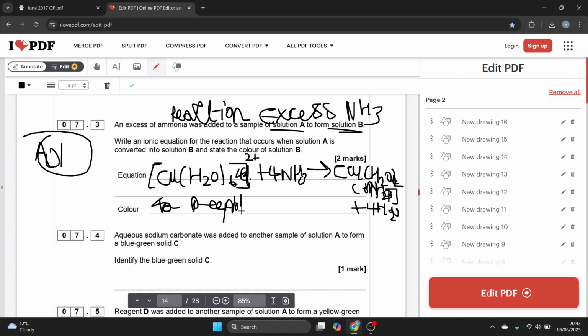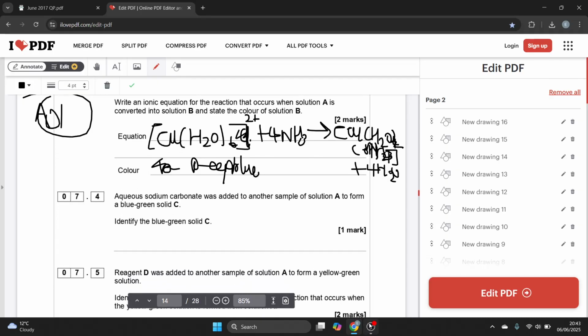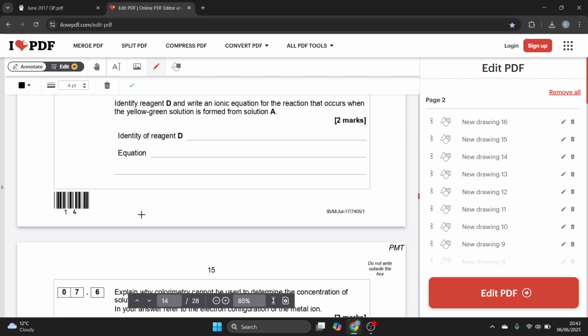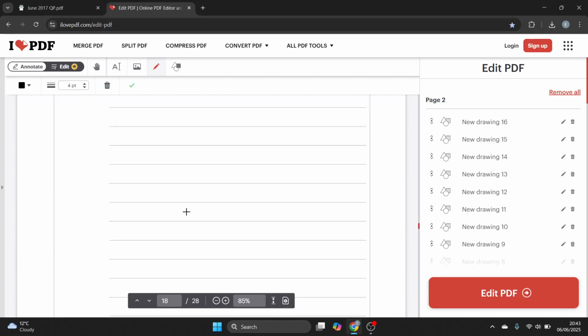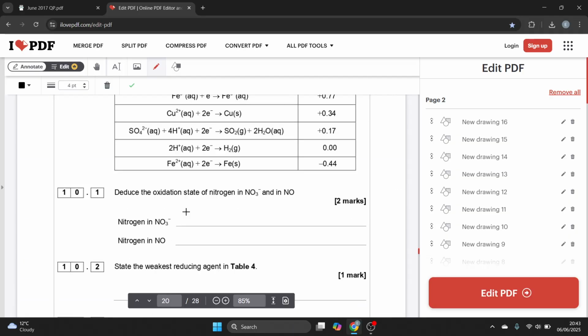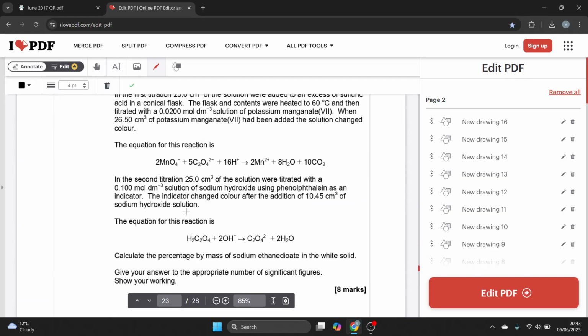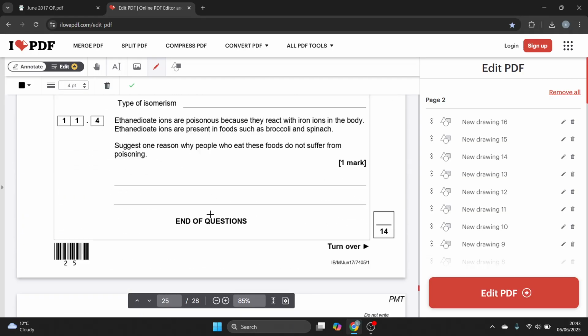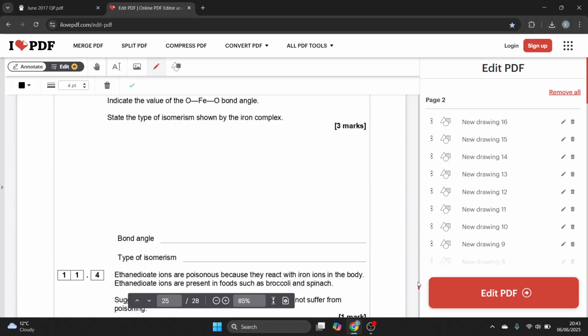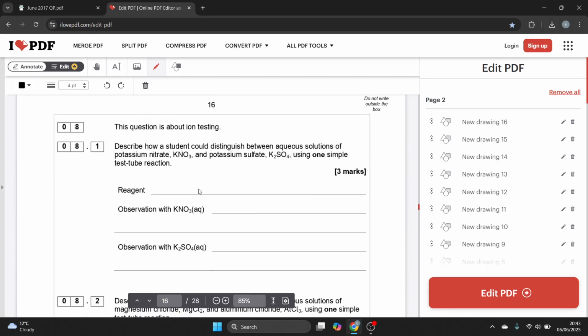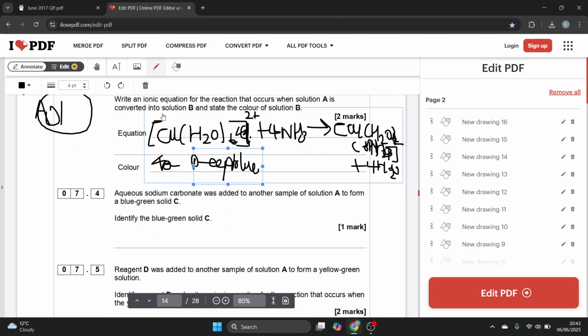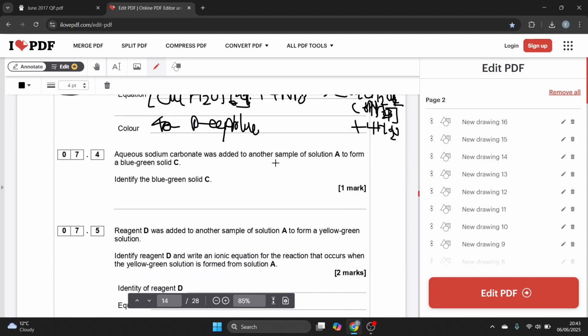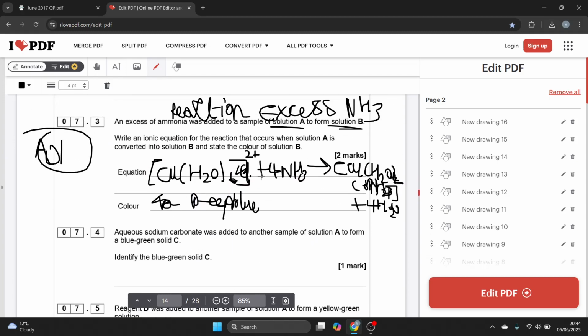Deep blue. Aqueous sodium carbonate. Let's see how many more questions are left. Alright, not too many. Obviously, I'm going to skip all the big calculation ones. Okay. Aqueous sodium carbonate added to another sample of solution A to form blue-green solid C.